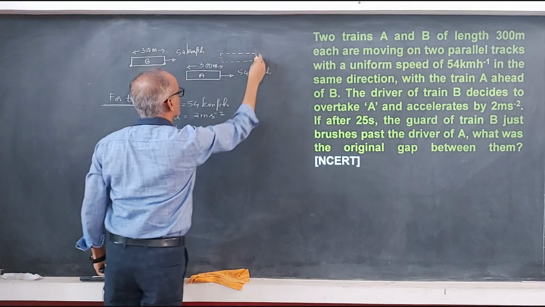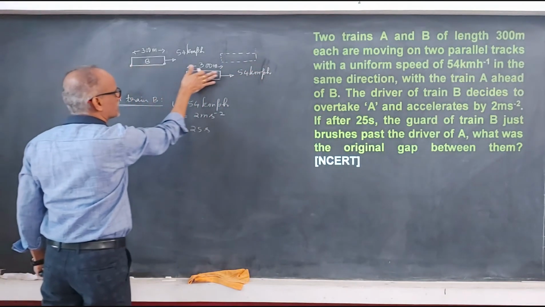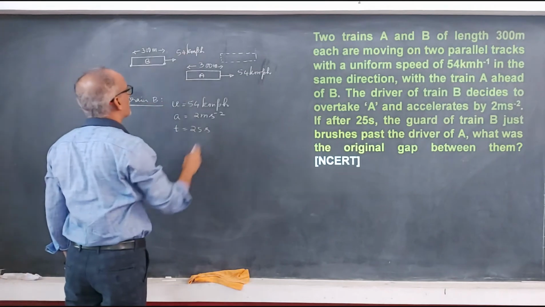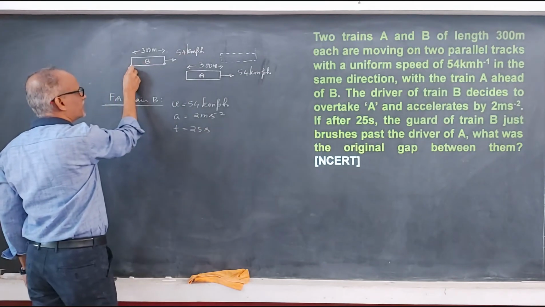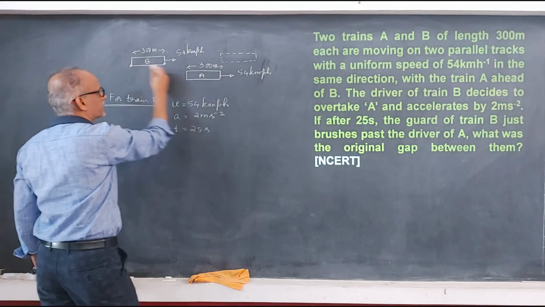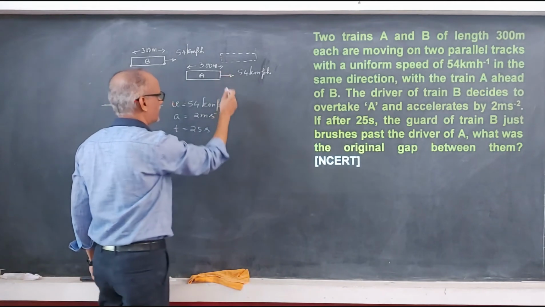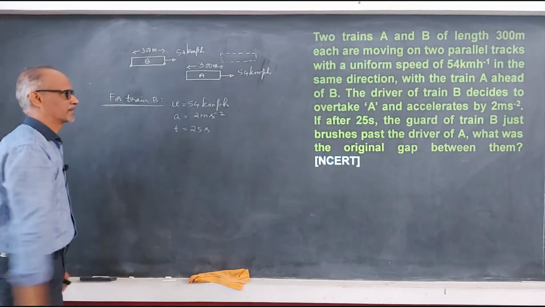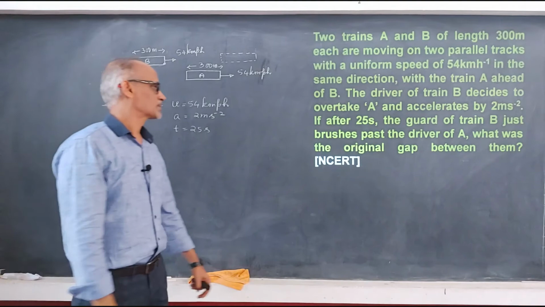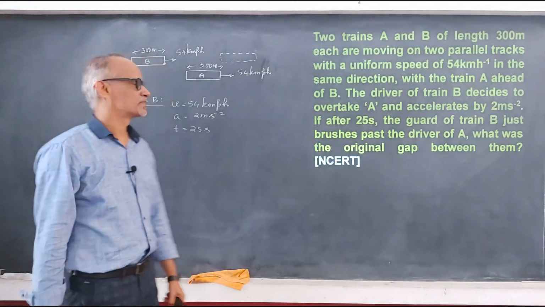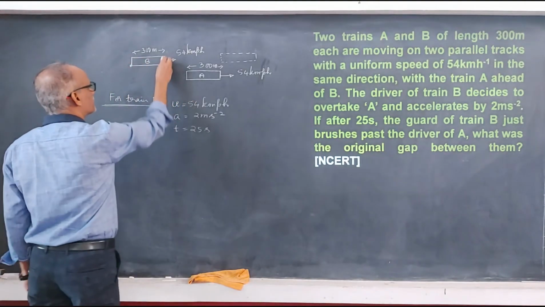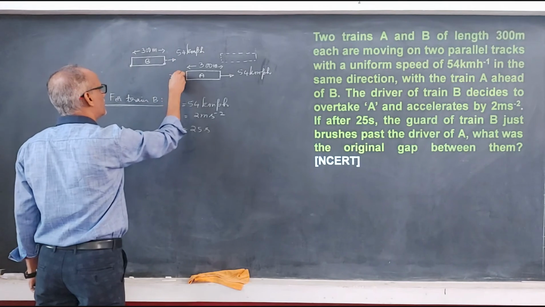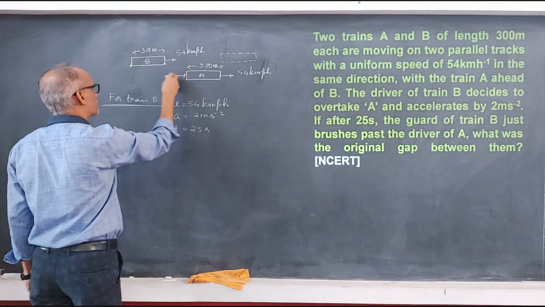Okay, after overtaking, train A is also moving, keep in mind. This is also moving, correct? So the guard of B reaches the driver of A after 25 seconds. Okay, driver of A, what was the original gap between them? So we have to find the original gap. Let x be the original gap between them.